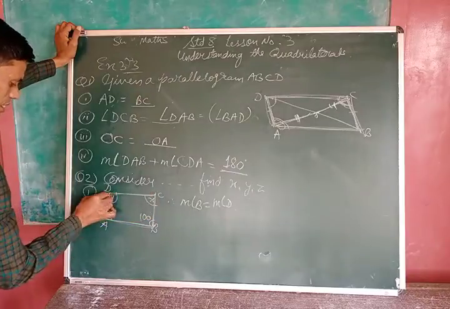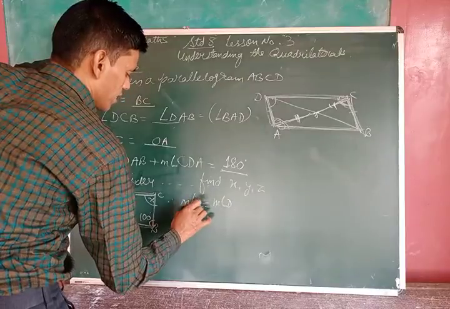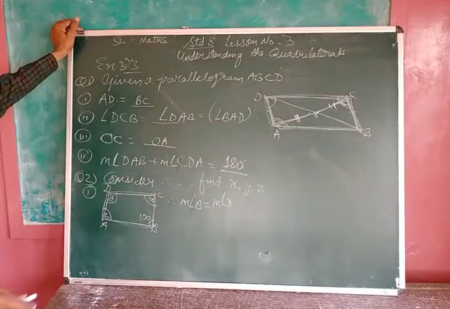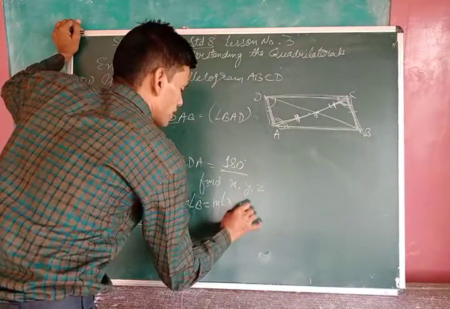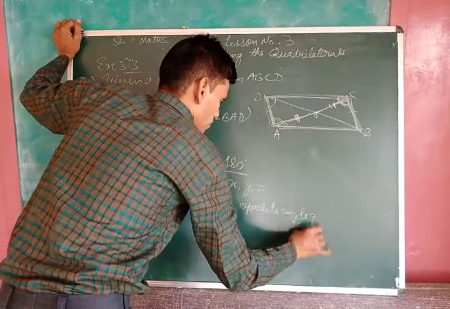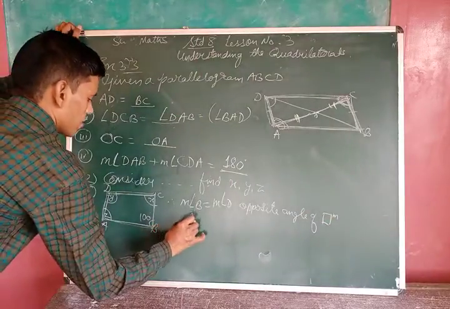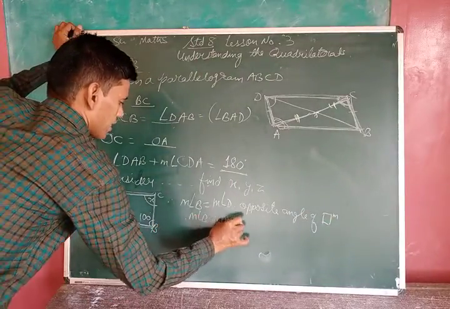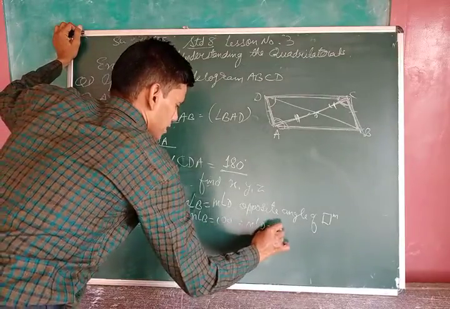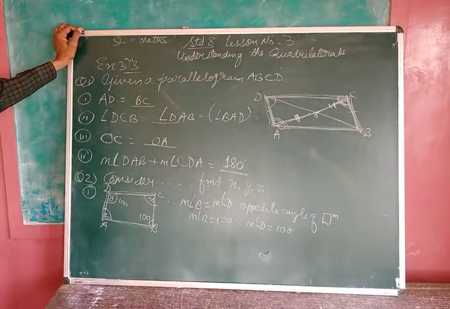It's opposite angle CDA or ABC. That means, I am writing in short form, measure angle B and measure angle D are equal. Why? Opposite angle property: opposite angles of a parallelogram are equal. Therefore, measure angle B is 100, so measure angle D is also 100.